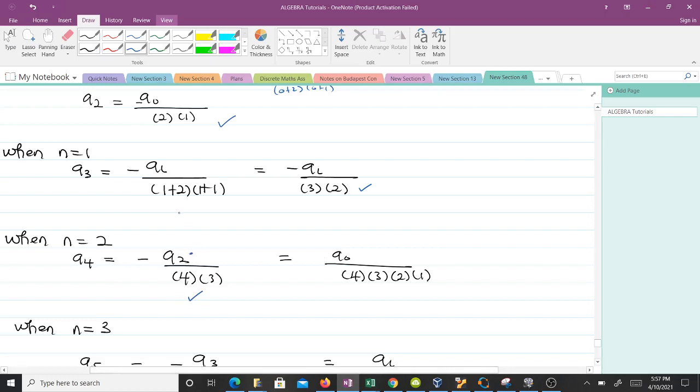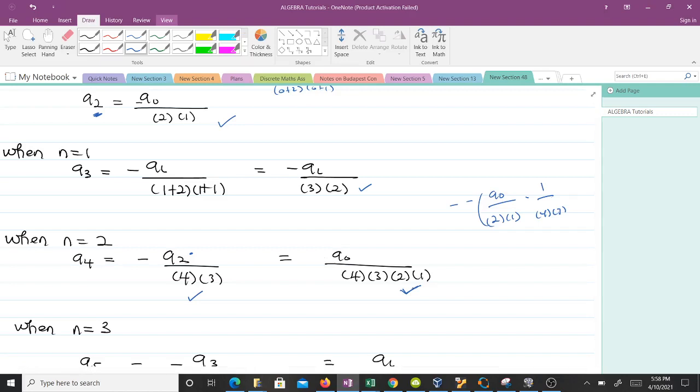We have a2 here, and we also know what a2 is. So that means we can make substitution. When you make substitution, we get a4 to be equal to negative, and now a2 is minus a naught over 2 times 1, then times 1 over 4 times 3. So that will give us what we can see here, a naught over 4 times 3 times 2 times 1.